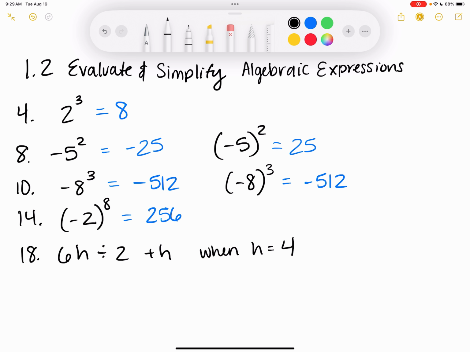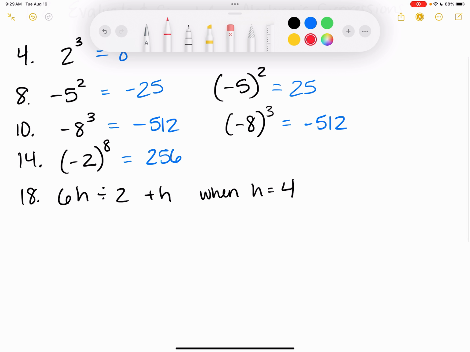All right, so I'm going to plug in 4 for h. I like to use parentheses when I plug in because that way if I'm plugging in a negative number, I don't get confused about whether I'm subtracting or multiplying. It's very clear, so I usually stick to that overall. So I've got 6 times 4 divided by 2 plus 4.